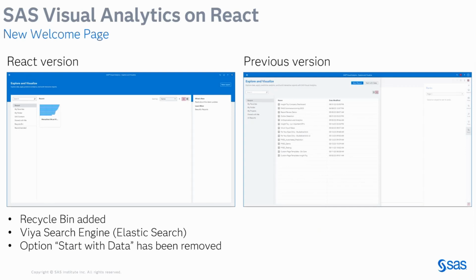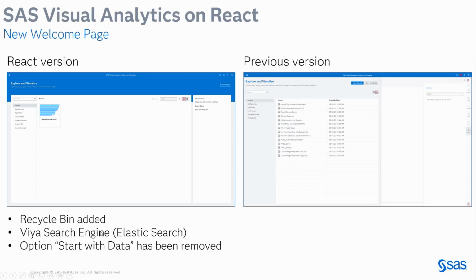We have a new welcome page. On the left-hand side, we see the new one. This is the React version, and here we have the old one. It's almost the same. You still have recent, my folder, and that kind of stuff as before. The thing we have added, for example, is the recycle bin in the welcome page. Maybe you deleted a report yesterday and you want to retrieve it back. That is possible now in the welcome page.